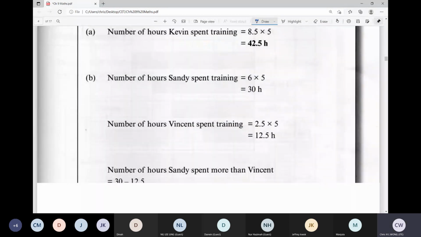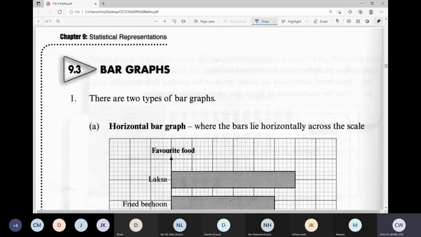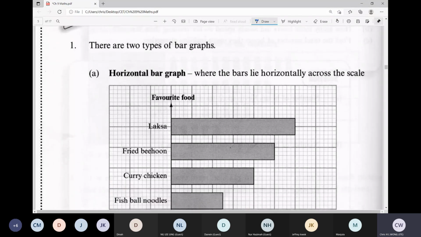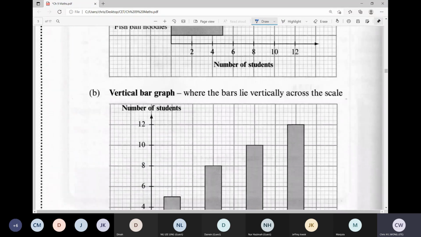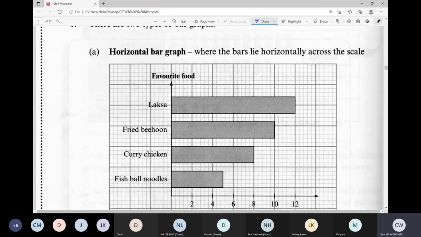Okay, that's pictogram. Now move on to the next one. We have a bar chart. Now, there are two kinds of bar. There's a horizontal bar chart and a vertical bar chart. Vertical bar chart looks like that. Horizontal bar chart looks like that.